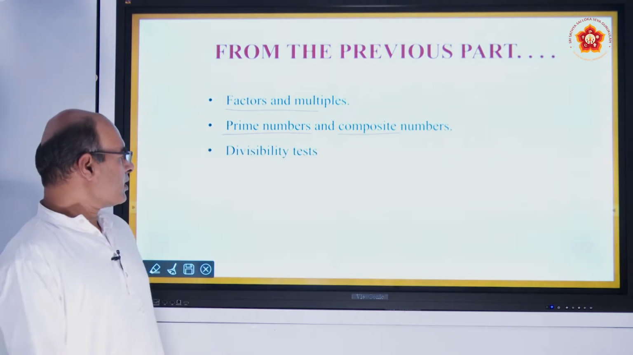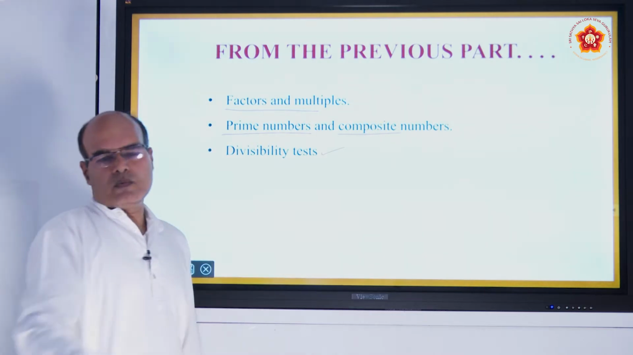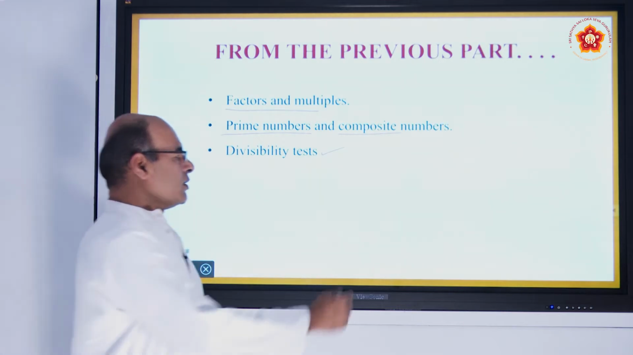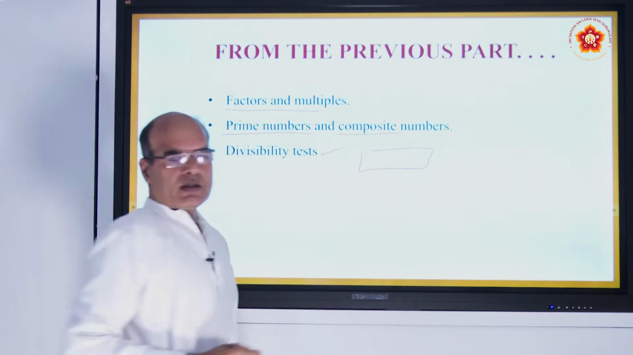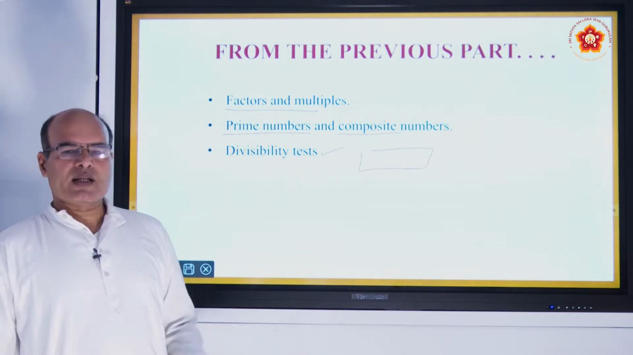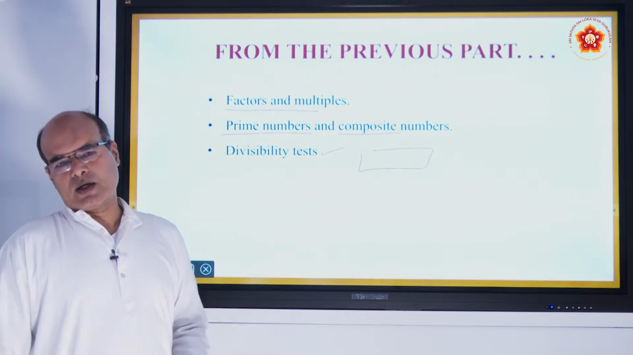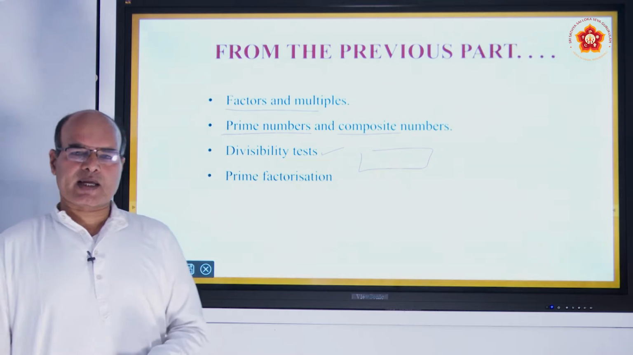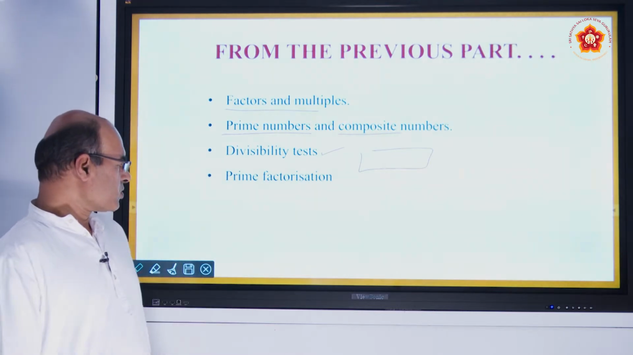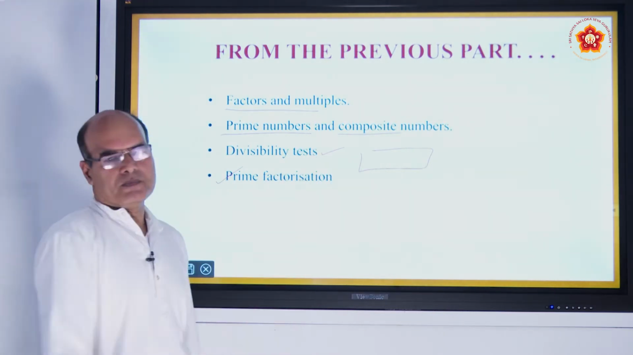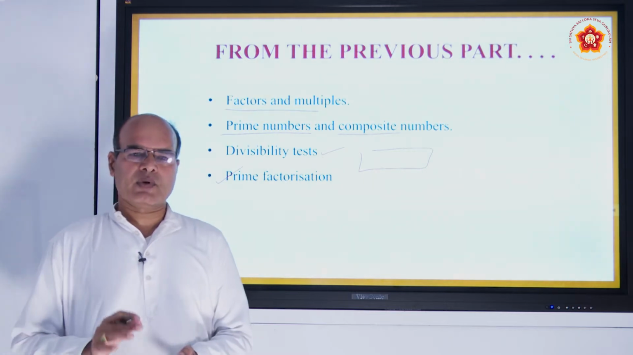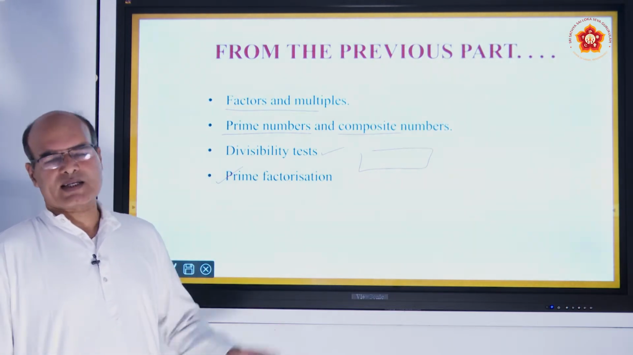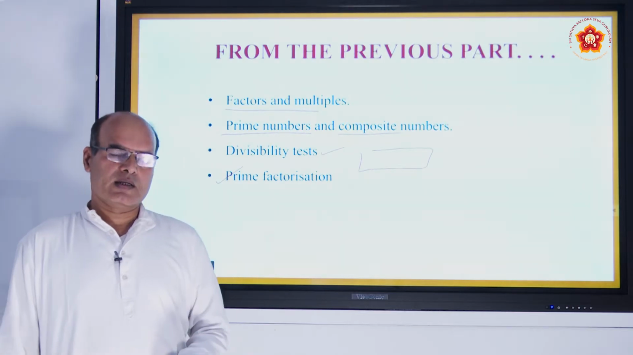In the second part we discussed the divisibility tests. Without doing the actual division, how can you find out whether the given number is divisible by another given number? Those things we discussed in the second part, and at the end of the second part we also discussed prime factorization. Expressing the given number as the product of two or more prime numbers is called prime factorization. That also we discussed in the last part.